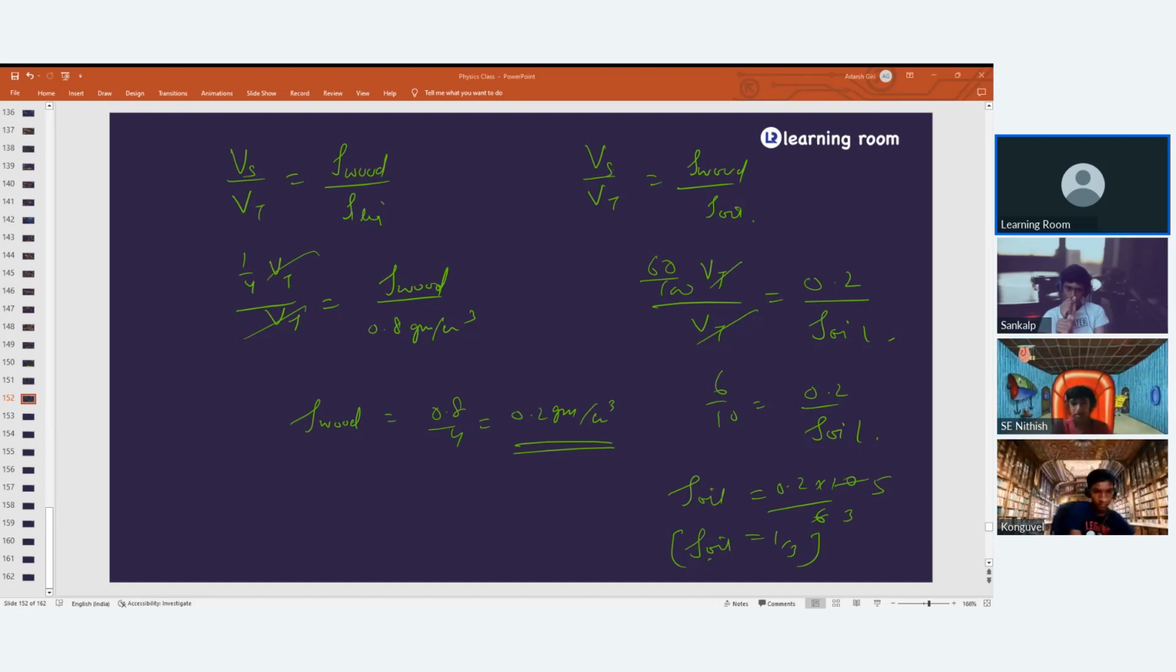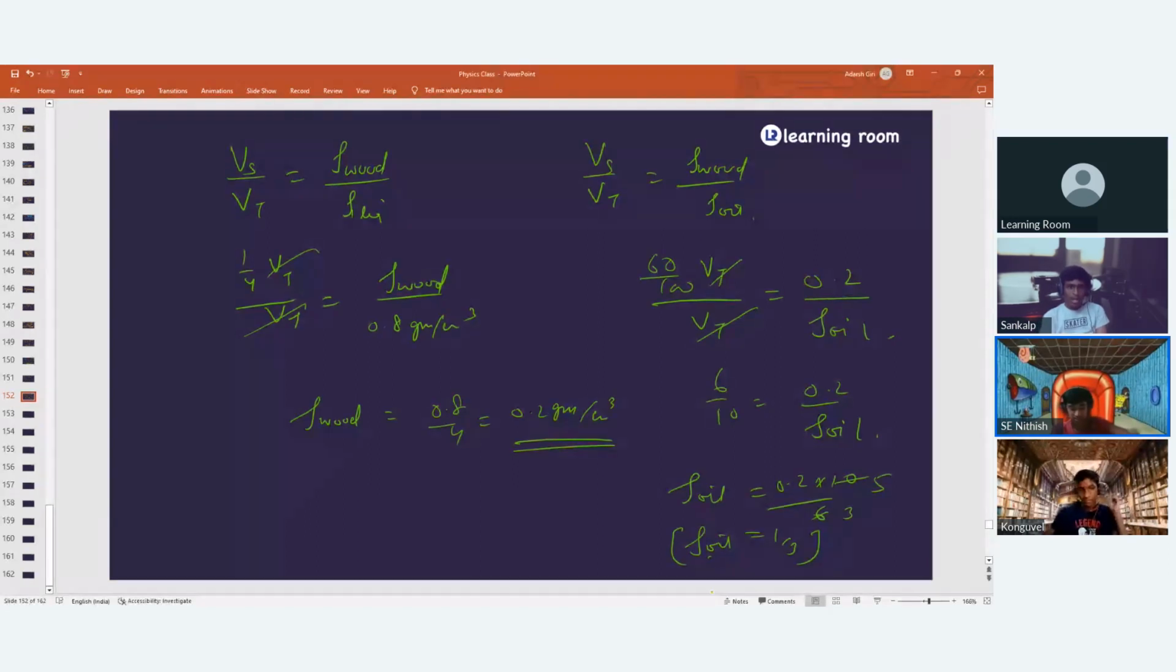Okay, come to question number 4, second part. A solid floats in water with 2/3 of its volume below the surface of water. Calculate the density of the solid.